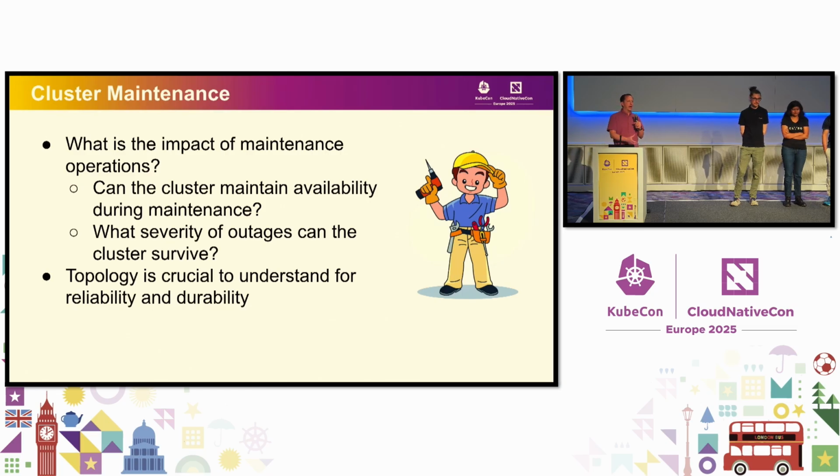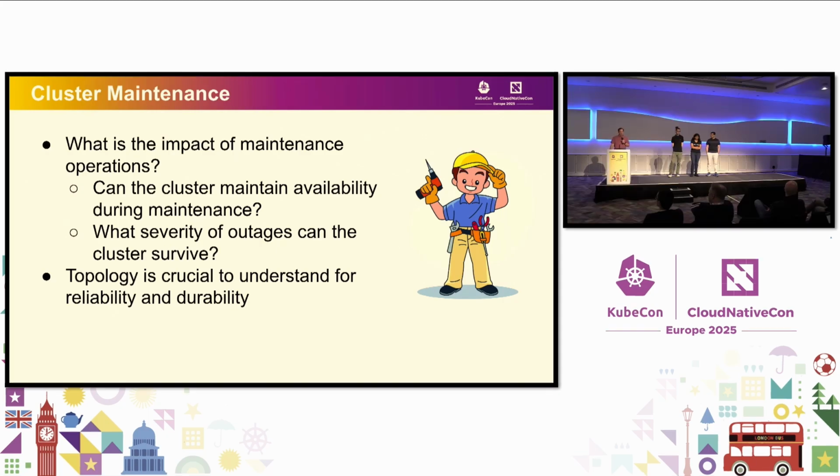What can I take down? And what will keep running? What can I expect at my data layer to keep running? What's the severity of my outages if something goes really wrong? And what can the cluster survive? And one of the basic things that's important to configure then and plan for is your topology in the cluster.